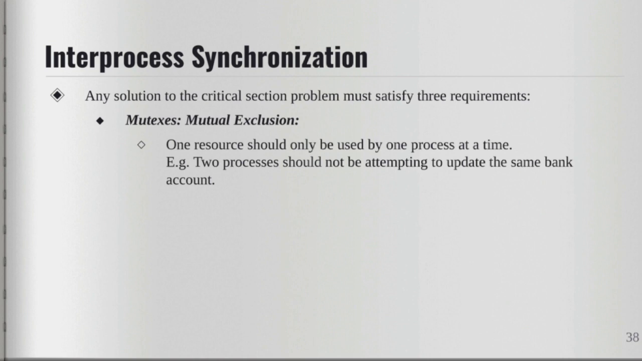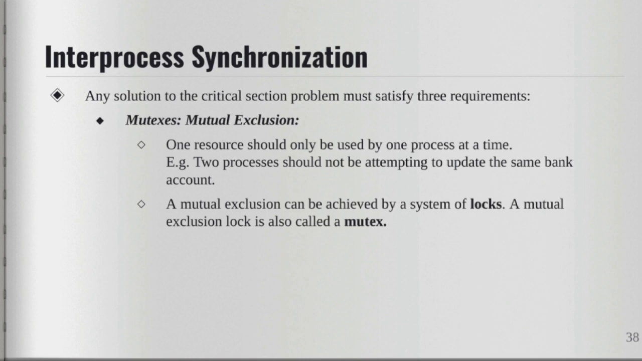For example, two processes should not be attempting to update the same bank account. While one process is updating your bank account in the system, another process should wait, let it finish updating, and if it needs to do anything, it can do so after the first process has finished its execution. Now, mutual exclusion can be achieved by a system of locks.